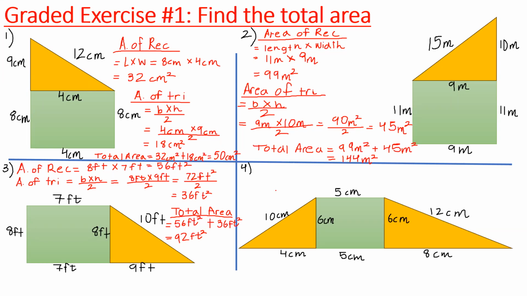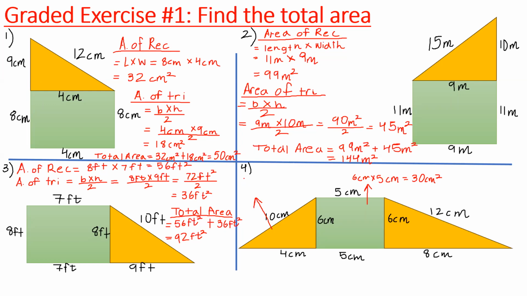Area of a rectangle is length times width. So we're gonna do this one first. What's the area of that? Area of 6 centimeters times 5 is 30 centimeters squared. Good. And that's gonna be equal to 30 centimeters squared. Good. Let's do this one.